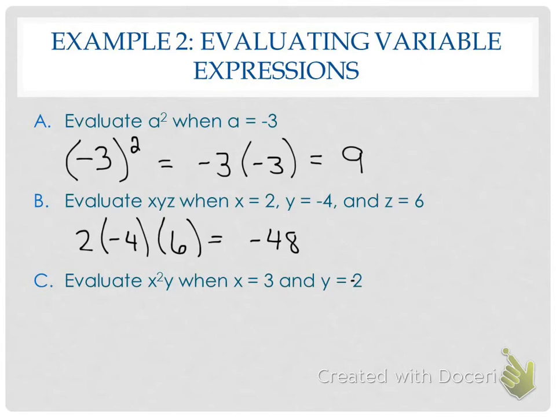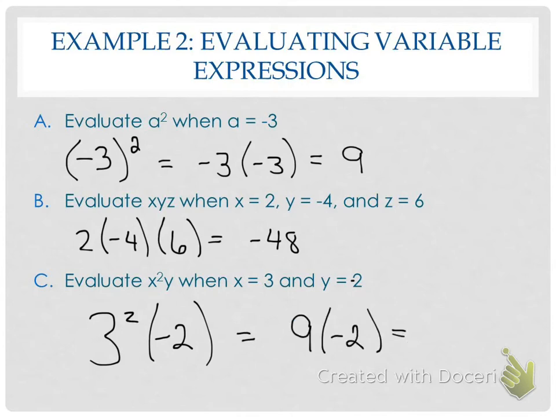All right, so 3 to the second power times negative 2. So I go 3 times negative 2? Negative 18. Yeah, I have to do the exponent first. 3 squared is 9 times negative 2 is? Negative 18. Who got it right? Good job, guys.